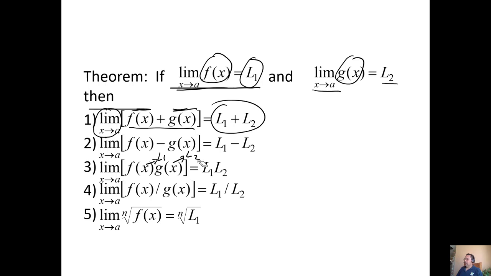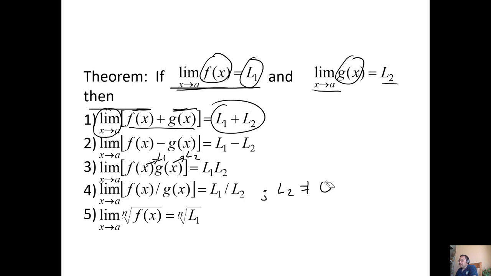The limit as x goes to a of f of x divided by g of x should be L1 divided by L2, as long as L2 does not equal 0. You should put that in your notes. You're not allowed to ever divide by 0. Dividing by 0 is not allowed. So as long as it's not 0, then you're good.